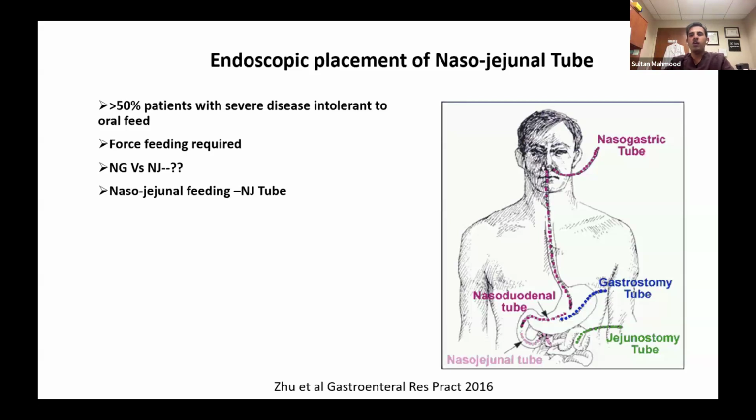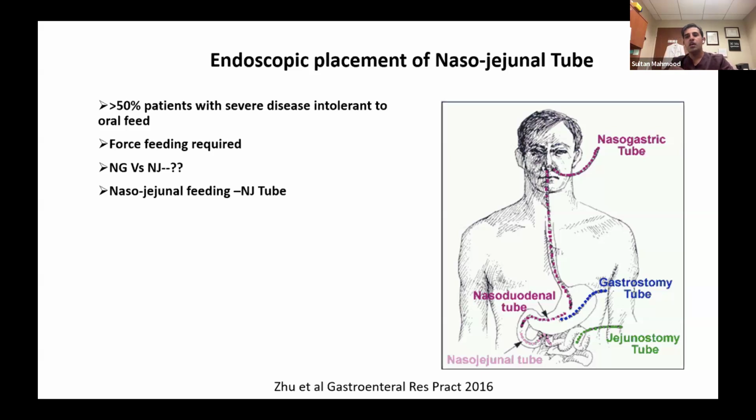The natural course is that more than half of the patients coming in with severe pancreatitis will not be able to tolerate oral feeding. And those are the patients that we need to identify early and think about enteral nutrition. The debate is still out there about NG versus NJ feeding, but in our institution, we usually go for the NJ tube route in 95% of our cases, and that is done by us in the interventional endoscopy suite.